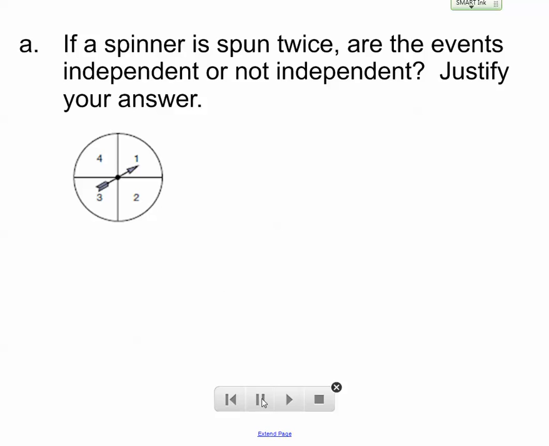Justify your answer. So in other words, if we spin this spinner and it lands on a number, and then we spin it again, does the second event have anything to do with the first? Is the second spin affected at all by the first? Well, when we spin it the first time, it can land on 1, 2, 3, or 4. And when we spin it the second time, it could still land on 1, 2, 3, or 4. So what we would say is that these are independent events.